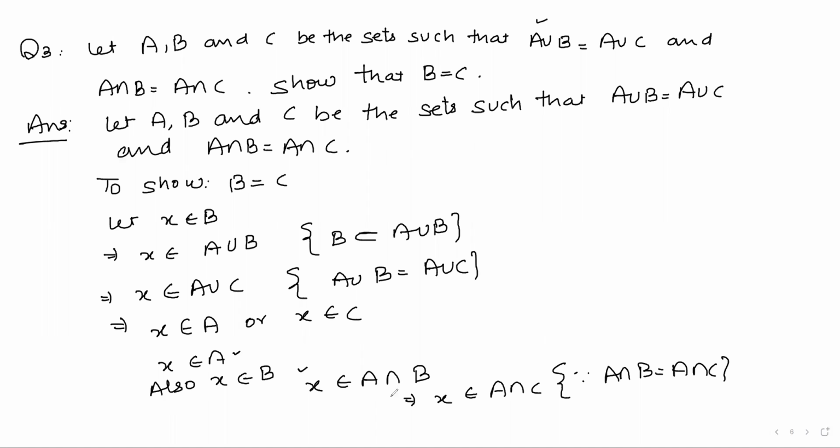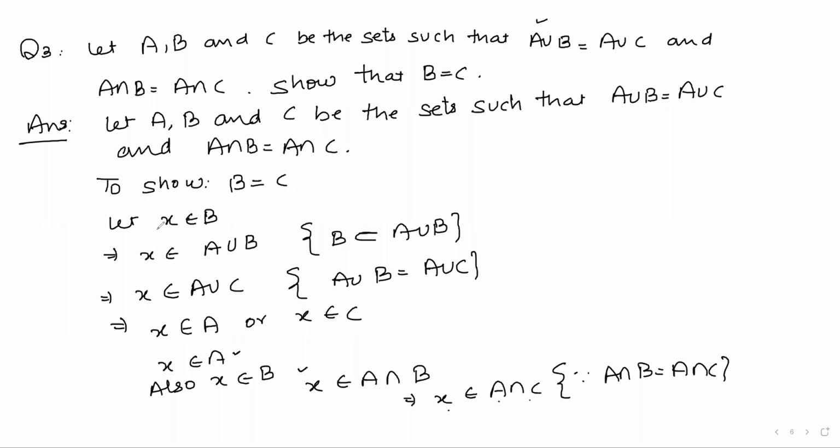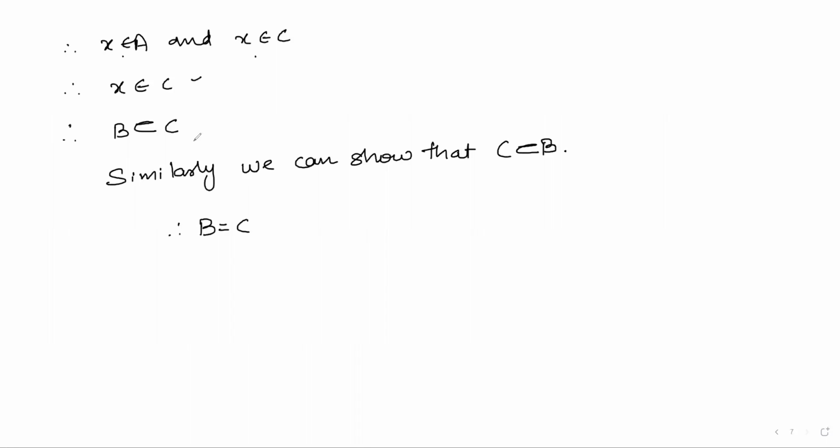Now if X belongs to A intersection B, then X also belongs to A intersection C, because A intersection B is equal to A intersection C. Now the value of X is present in both A and C. That's why we are saying the value belongs to A and C, so the value belongs to C. Here we assumed that X belongs to B, and here we are saying that X belongs to C. So if a value present in B is also there in C, then this means B is a subset of C.